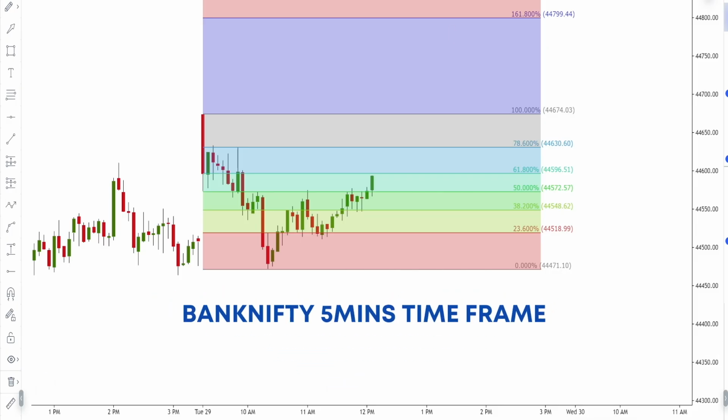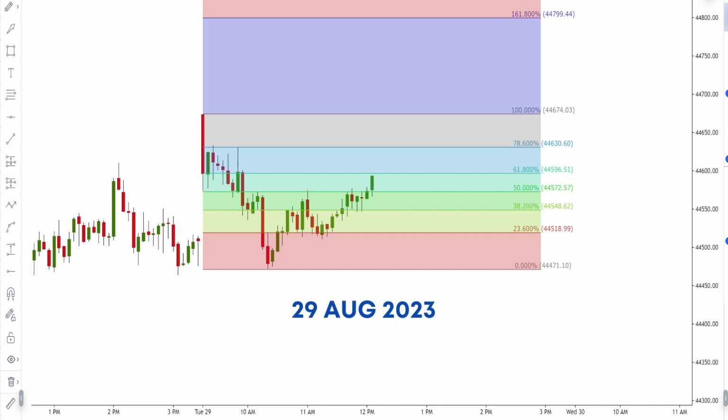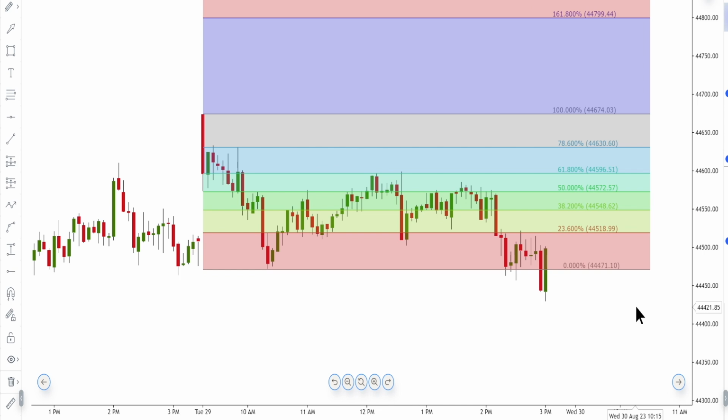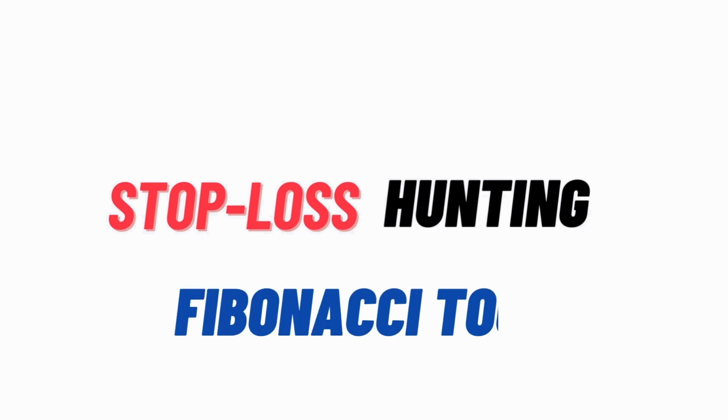Now this is a 5 minutes time frame chart of Bank Nifty for 29th of August. On this day, you can see Bank Nifty formed a W pattern. Many people would prefer to enter a trade at a W pattern. Right here they got a breakout, but this breakout is very close to the 618 level of Fibonacci. That is why I said a trend reversal is expected. Here you can see, at a later point of time, what kind of movement Bank Nifty did. The update which I shared in the Telegram group was based on the same concept of stop loss hunting and using the Fibonacci tool.